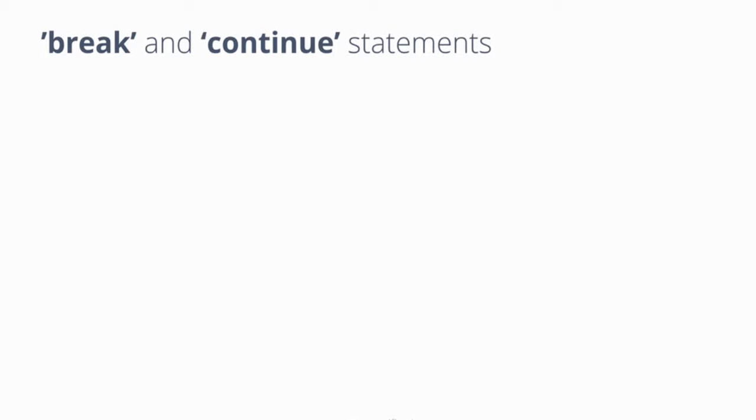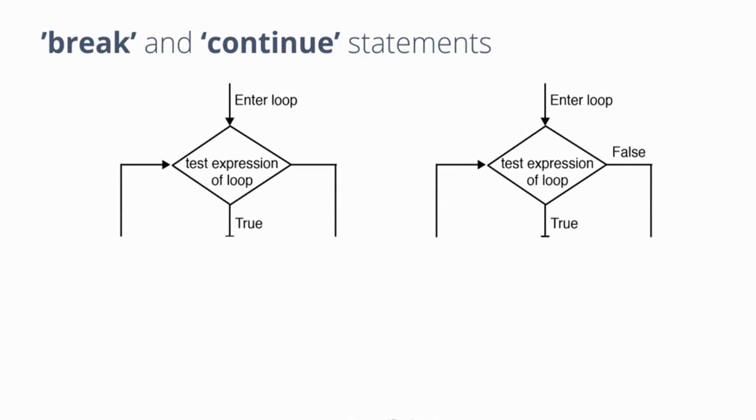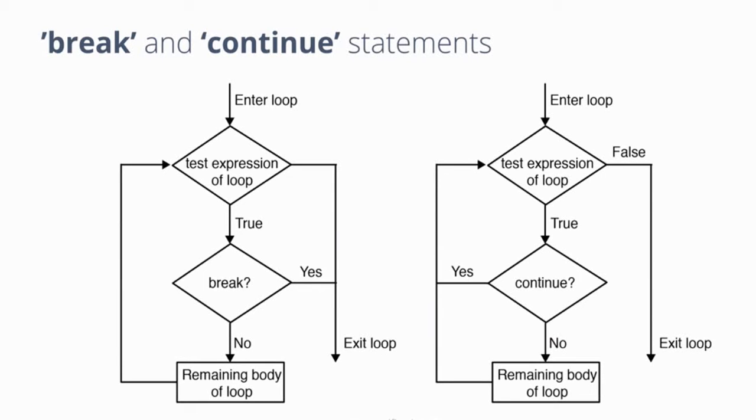Loops iterate over a block of code until the test expression is false, but sometimes you might want to terminate the current iteration, or even the whole loop without checking the test expression. The break and continue statements are used in these cases. The flowcharts on the screen show the functionality of break and continue statements.